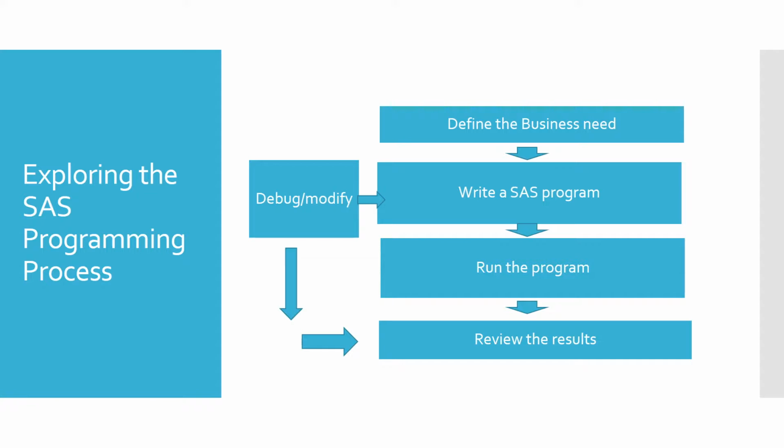Then we need to write a SAS program based off of those business needs, run the program, review the results, and if there are errors, we need to debug and modify our code. Again, go through the process again of writing the SAS program, running the program, and reviewing the results.